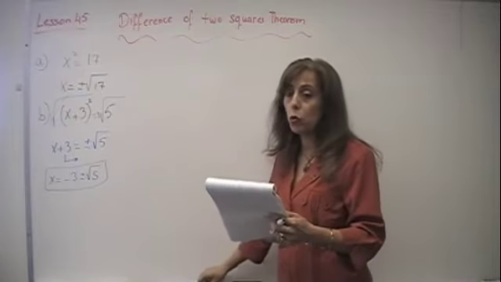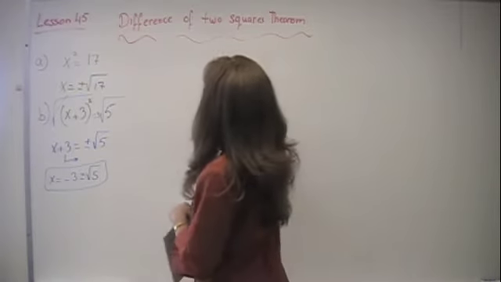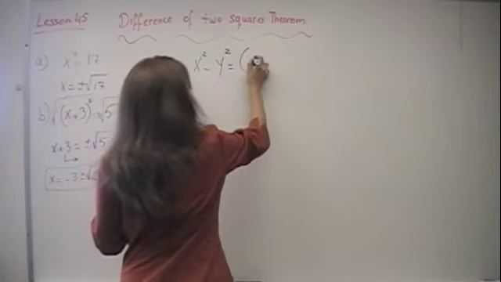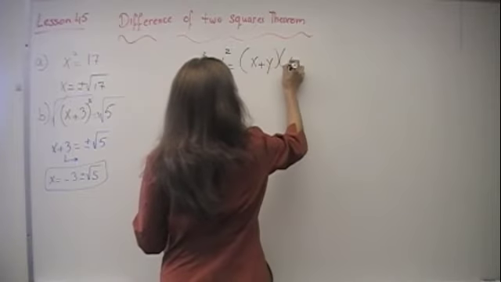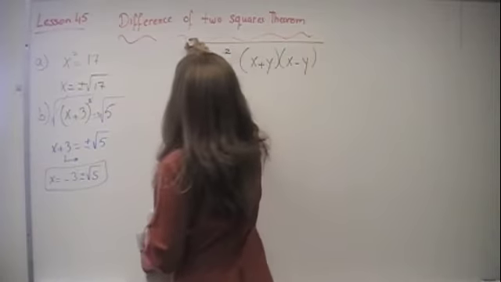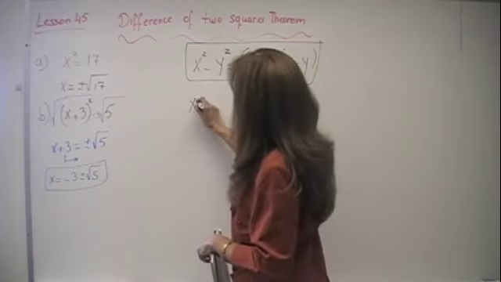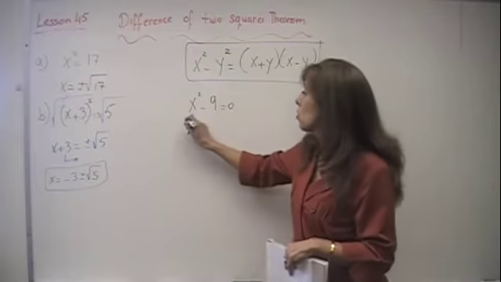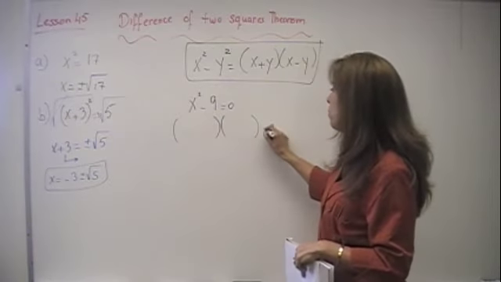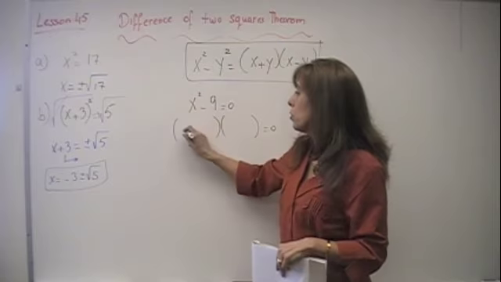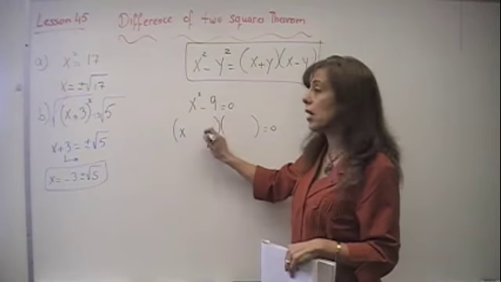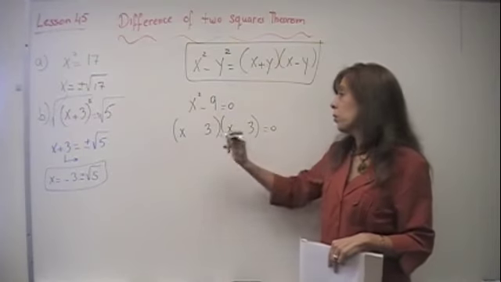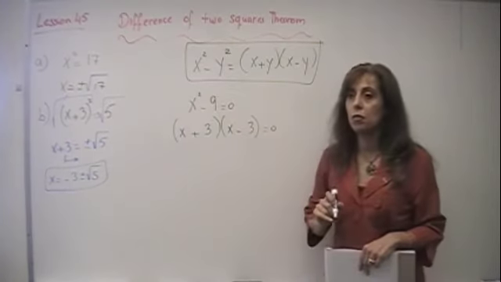Now with the difference of two squares theorem, this theorem says x squared minus y squared equals x plus y times x minus y. So if I have x squared minus 9 equals 0, what I have to do here, I'm going to have two binomials equal to 0. Square root the first term, x, square root the second term, 3, put them into the two binomials. One time it's positive, one time it's negative.